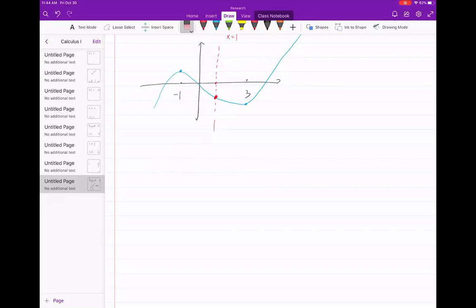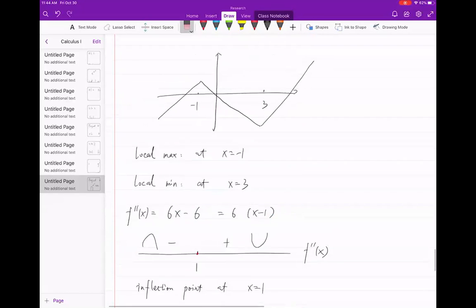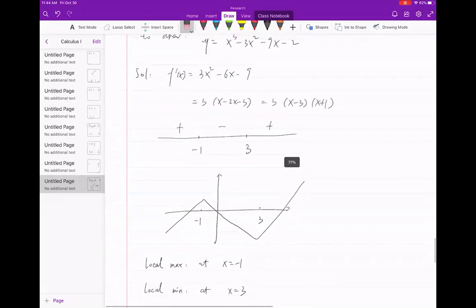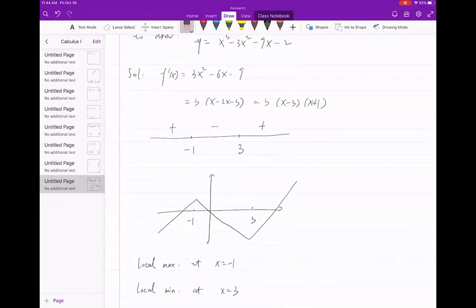Adam? So I just want to make sure I'm doing that first part right. For the first derivative, are you plugging the values into the first equation or into the derivative?